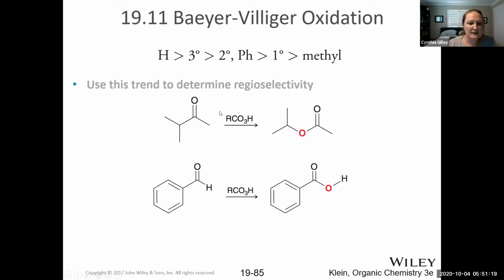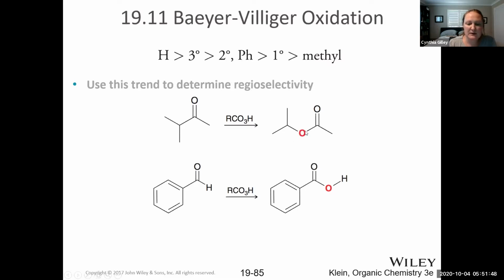If you were inserting an oxygen into one of these carbon-carbon bonds of this ketone, does it insert between this carbon-carbon bond, or does it insert between this carbon-carbon bond? So we would use this migratory pattern to predict that. This is a secondary carbon, right? And this is a methyl group. Okay, so if we look, this is going to be faster.